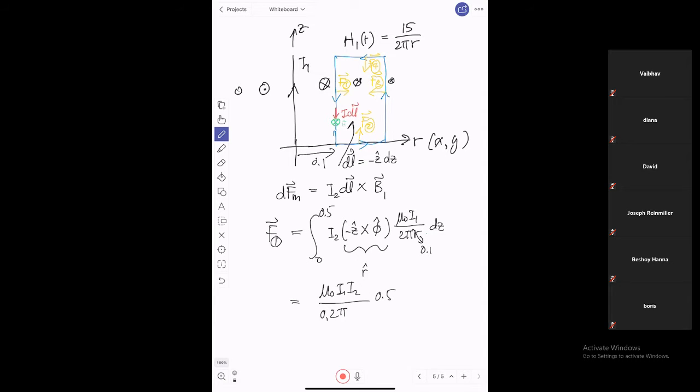As I mentioned before, I don't need to calculate F4 and F2 because they cancel out. I only have to figure out F3, because they are in opposite directions, so they will cancel each other out, except that F3 is weaker. So let's see what F3 is.